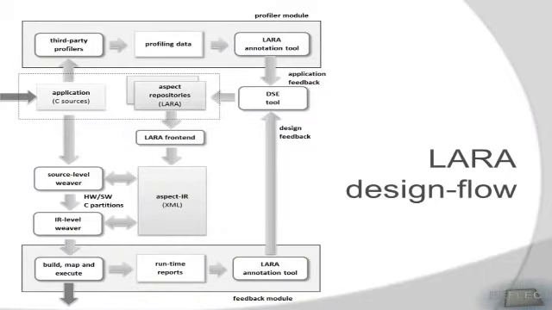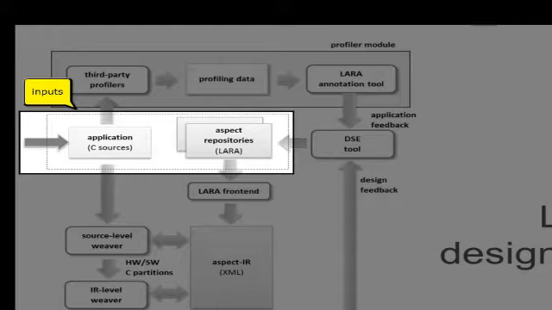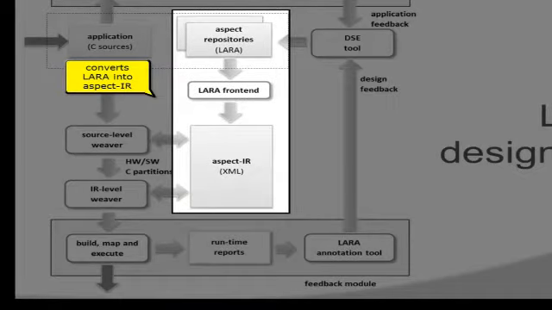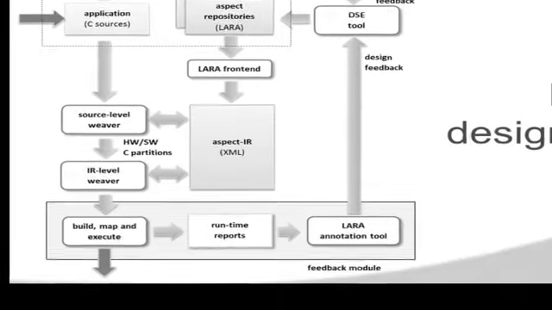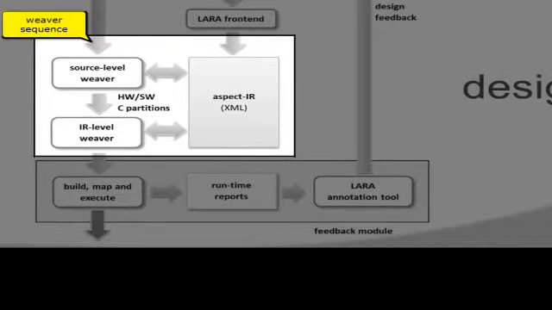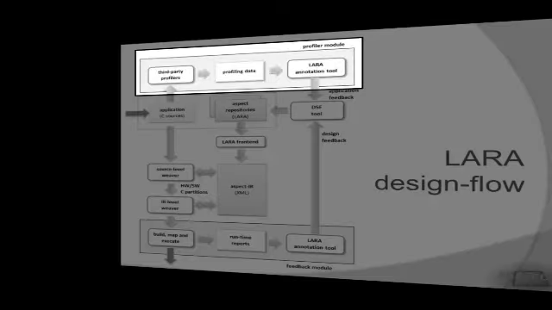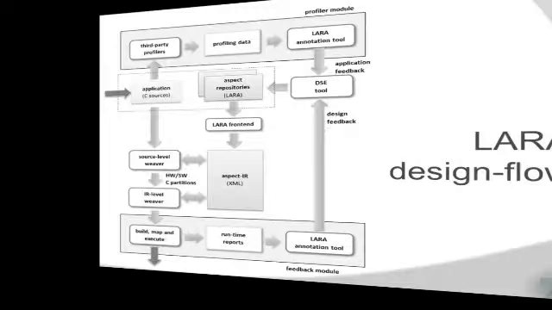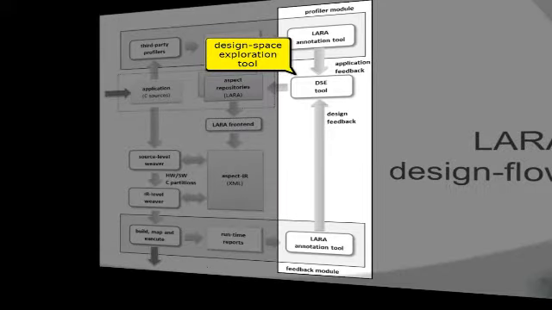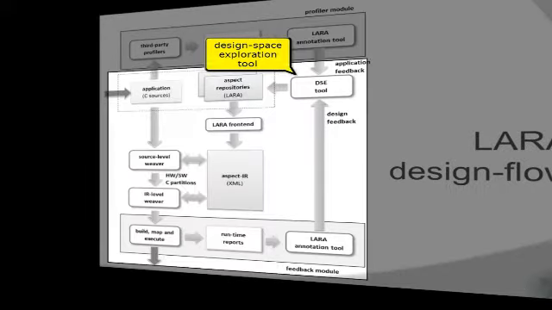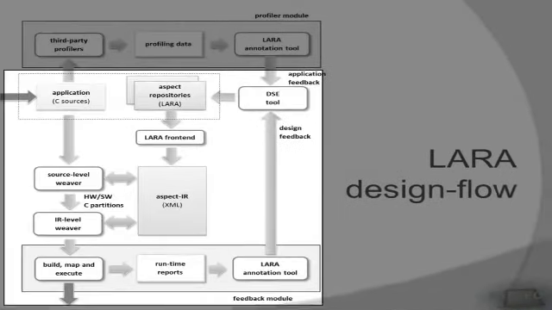Here we show the LARA design flow. The main inputs of the design flow are the application sources and a set of aspect descriptions which controls the tools. The LARA sources are converted to an intermediate representation called aspect IR. The design flow has a set of weavers which are executed in sequence, receiving the source and the aspect IR as inputs, and passing the woven versions along to the next weaver. In addition, information produced by profilers and runtime reports can be fed back to the design space exploration tool to refine the strategy and run the design flow until a particular goal is met.